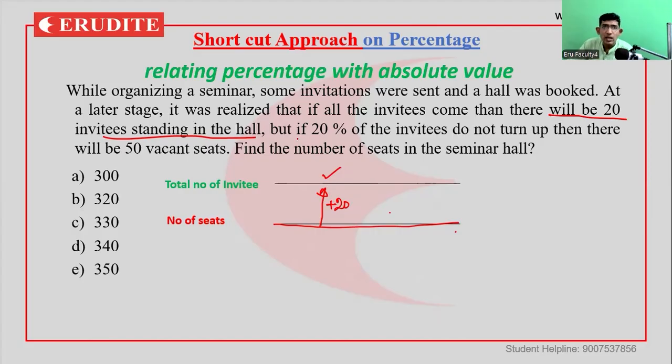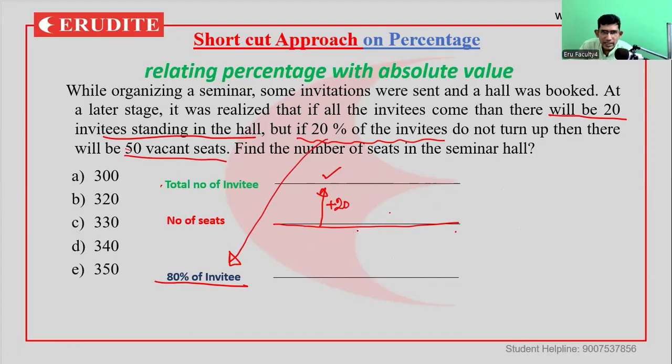On the other hand, if 20% of invitees do not turn up, there will be 50 vacant seats. If 20% do not turn up, which means 80% turn up, okay? If 80% turn up, then what will happen? In that case, there will be 50 vacant seats, which means in this case, the number of seats will be 50 more than the number of invitees who turned up.